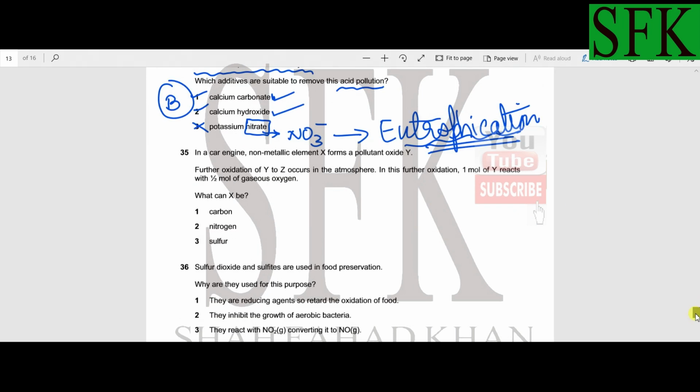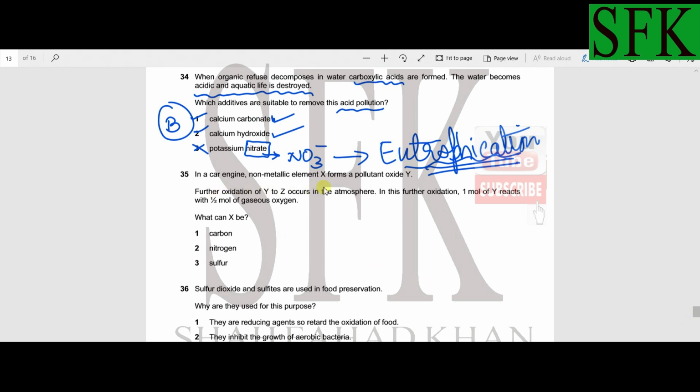Now let's look at MCQ number 35. In a car engine, non-metallic element X forms this pollutant Y. Further oxidation of Y to Z occurs in the atmosphere. In this further oxidation, 1 mole of Y reacts with half a mole of gaseous oxygen. What can X be?